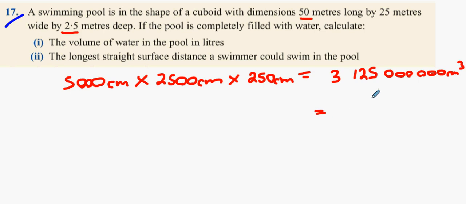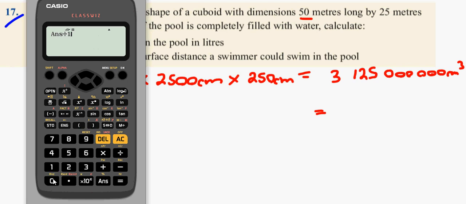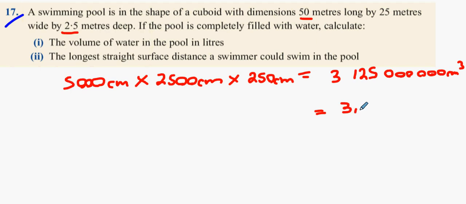What can I do then? Divide it by 1,000, and we can turn it into litres. 3,125,000 litres. Something like that. Now, well good. The longest straight surface distance a swimmer could swim in the pool. That's unusual. Does that include underwater? Or do I have to stay on the surface? Nope. I'll tell you how to do it.